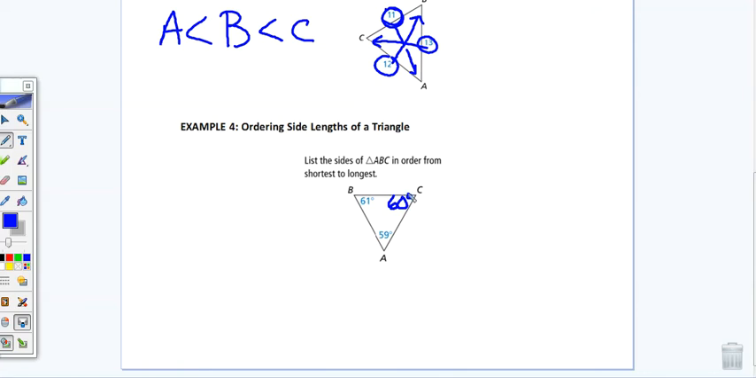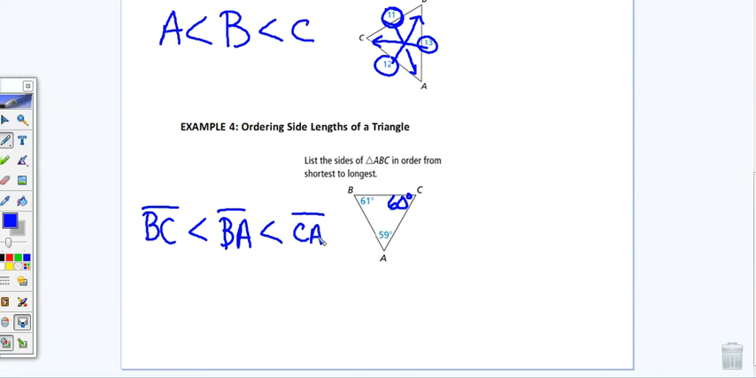It says list the sides of triangle ABC in order. What has to be the shortest side? B to C. So side BC. What's the middle side? Yeah, BA, or AB. Which is less than, what's the last side then, kids? Yep, AC, or CA. Doesn't make any difference. Okay? Do you guys get this? This is pretty simple, right?